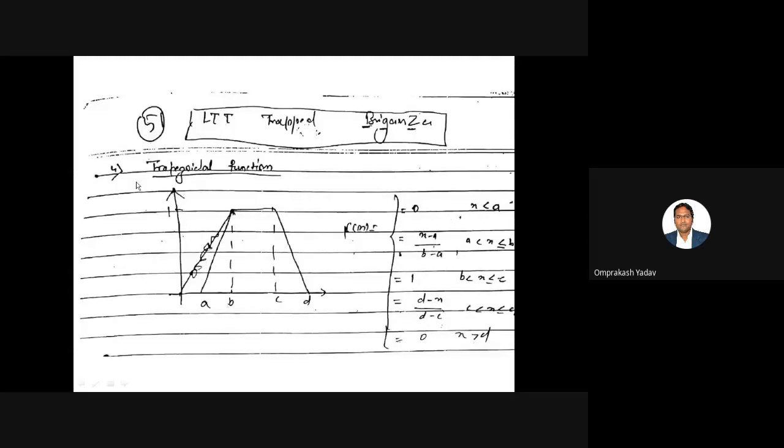Next function is the trapezoidal function. Write that. First draw it. So it's A, B, C, D. Four points are there: A to B, then C, and then D. Draw this, and then we will have to write the equation for each and every line.